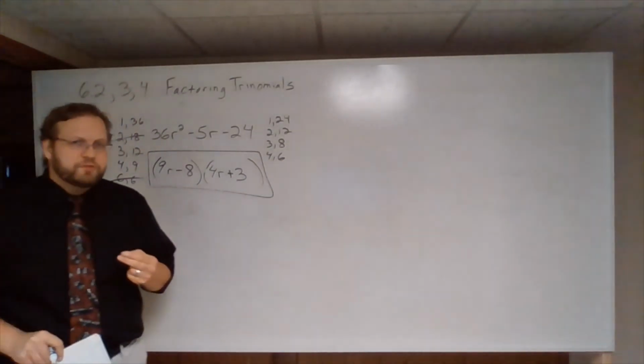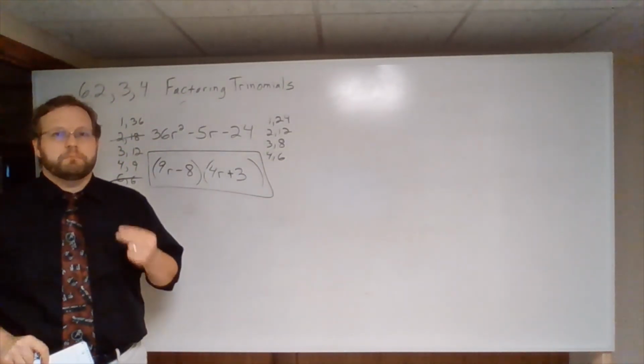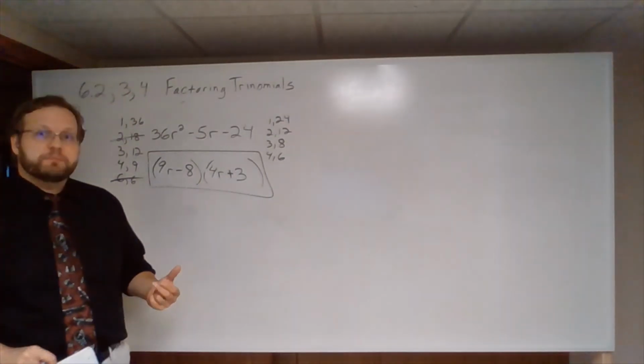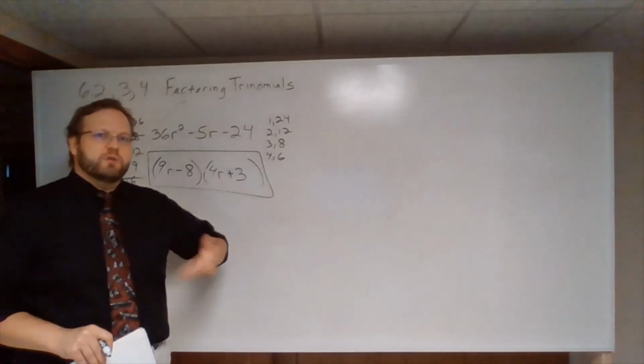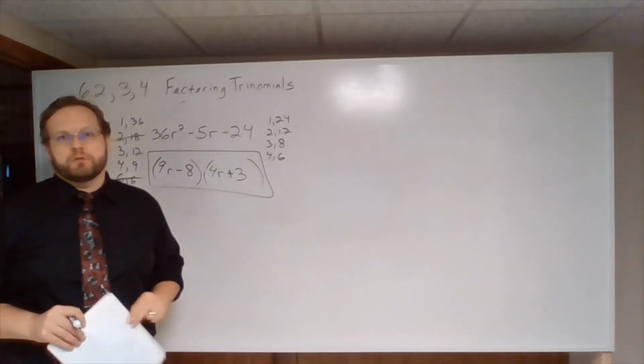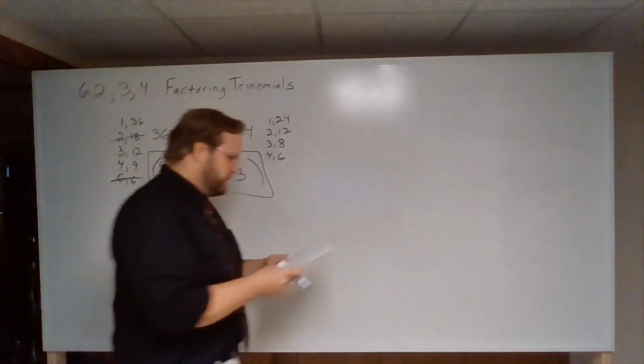Okay, that GCF trick is very, very important. Take the GCF out in the beginning if you can, because then you can cut out a lot of possibilities that you don't have to multiply through because you'll know that they're wrong. Okay, let's look at another one.